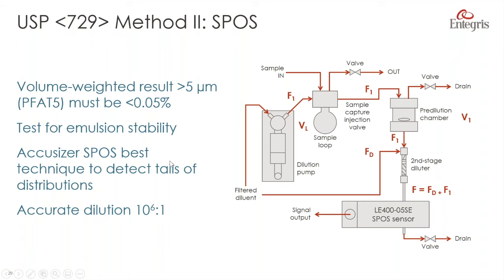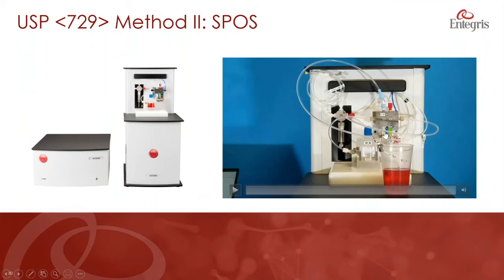And this system can automatically create accurate dilution ratios you can never do with your hand. For instance, doing 1,000,000 to 1 dilutions very accurately. So this is the Accusizer APS that we typically use for method 2 in USP 729.